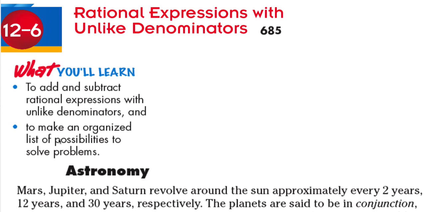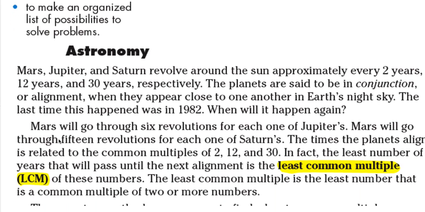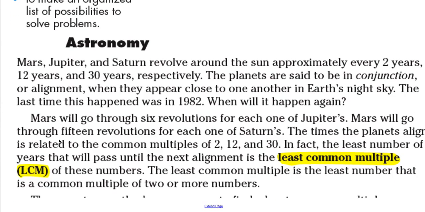So let's take a look at this example in astronomy. Mars, Jupiter, and Saturn revolve around the Sun approximately every 2 years, 12 years, and 30 years, respectively. The planets are said to be in conjunction, or alignment, when they appear close to one another in the Earth's night sky. The last time this happened was in 1982. When will it happen again?